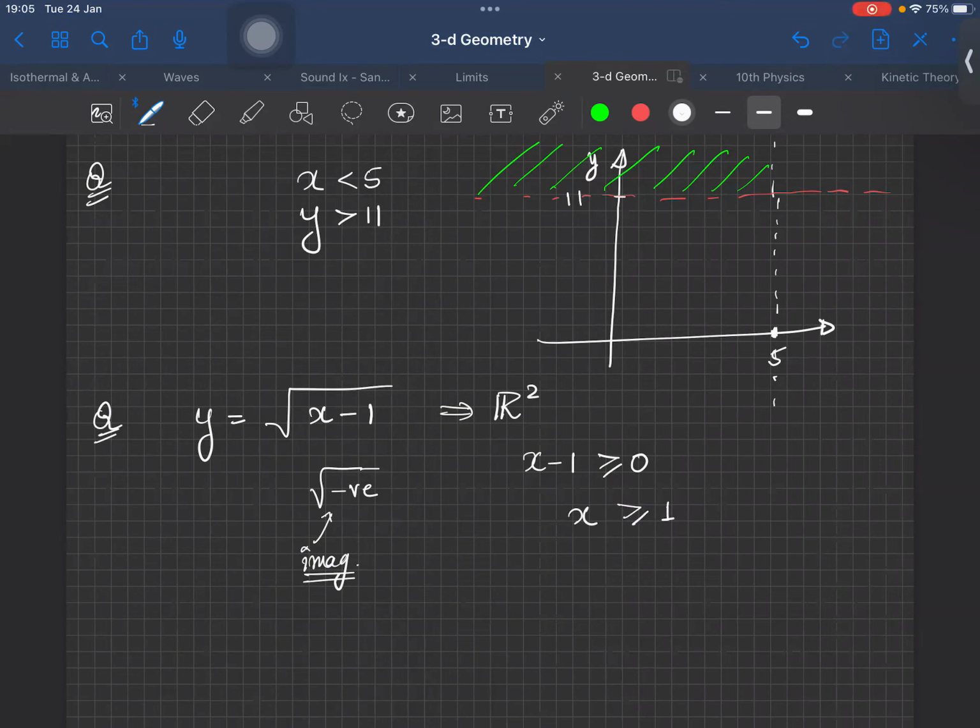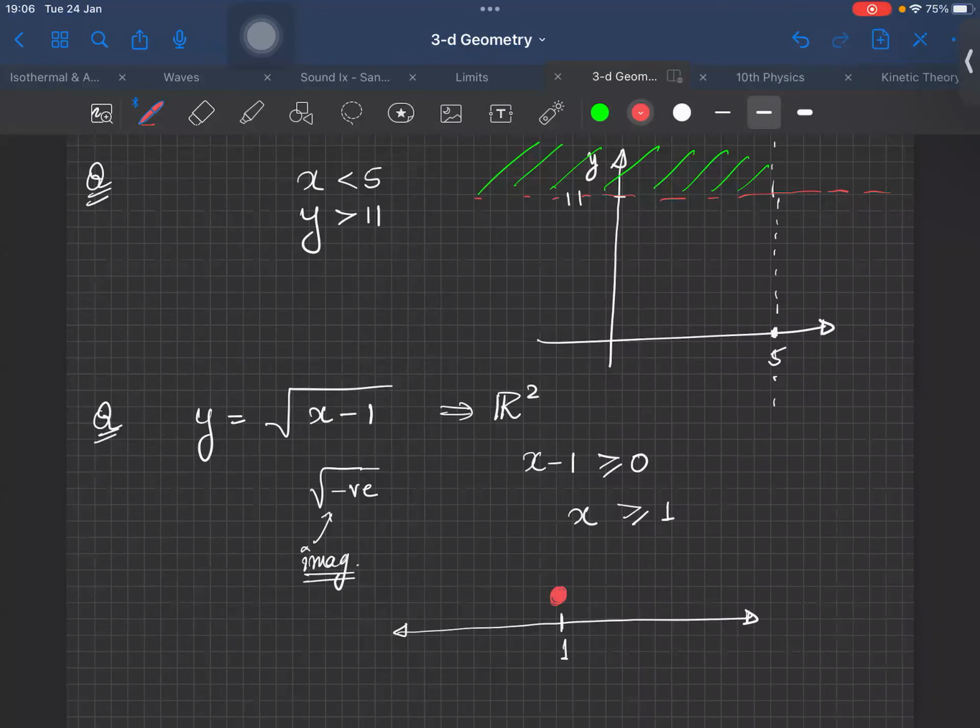That is the meaning. If you want to represent this on a number line, 1 is the critical point, and we have all the possible values of x which are greater than or equal to 1. So we'll use this symbol.